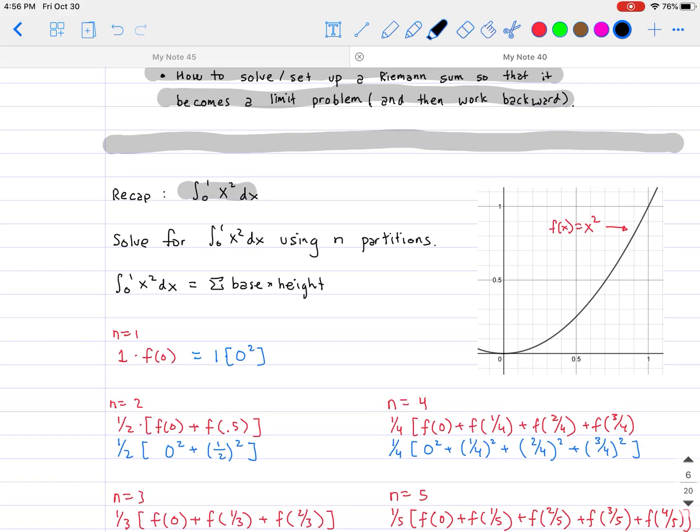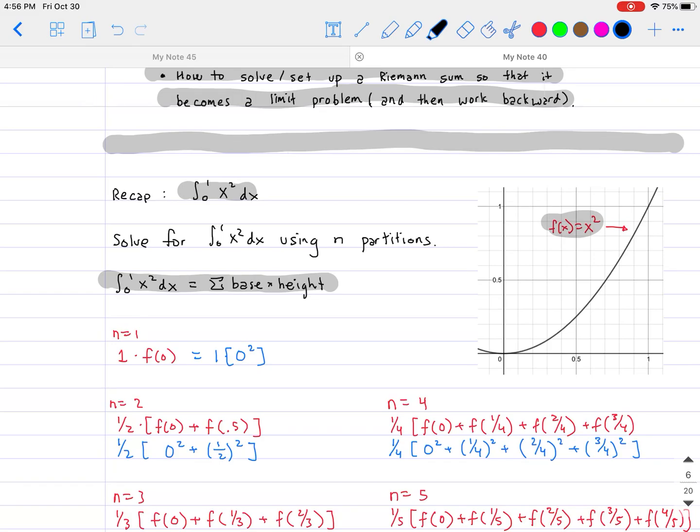Here's an example where I want to find the integral from 0 to 1 of x squared dx. That means I want to find the area under the curve from 0 to 1. You can see the picture on the right-hand side: f of x is equal to x squared. Now I want to estimate the area under the curve using n partitions. First, this is going to be the sum of every single one of those rectangles. That's why you see the summation of base times height.